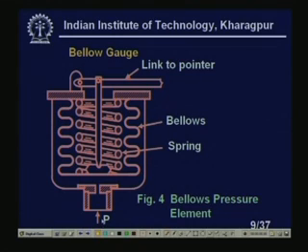Now, if the pressure increases from this side, if pressure goes inside, this bellow will squeeze. If it squeezes, then this pointer or link will go up, right. It will move like this. If it moves like this, then I will get an indication. So, this can be calibrated in terms of the pressure. So, this is all about the bellows. We can show something in the next slide.